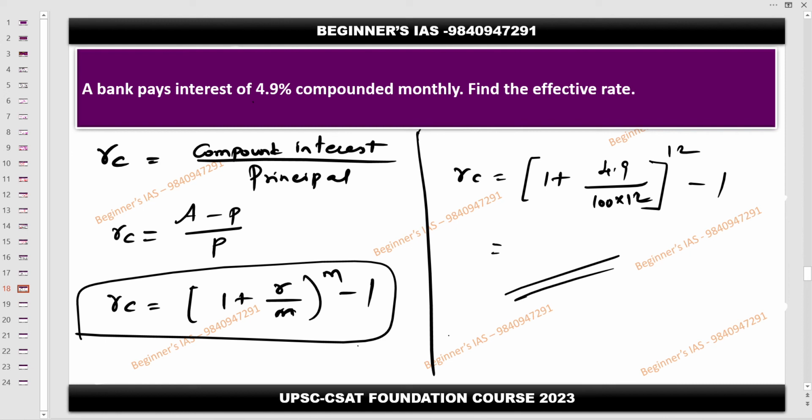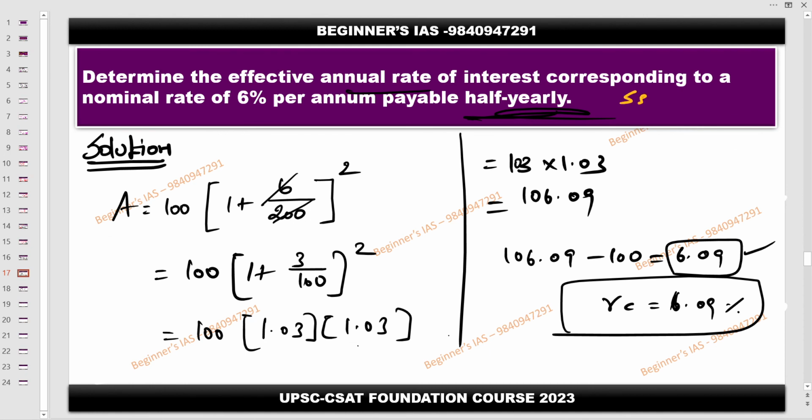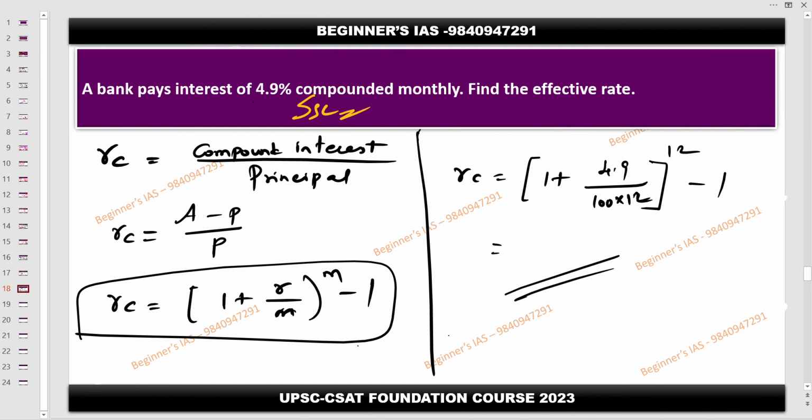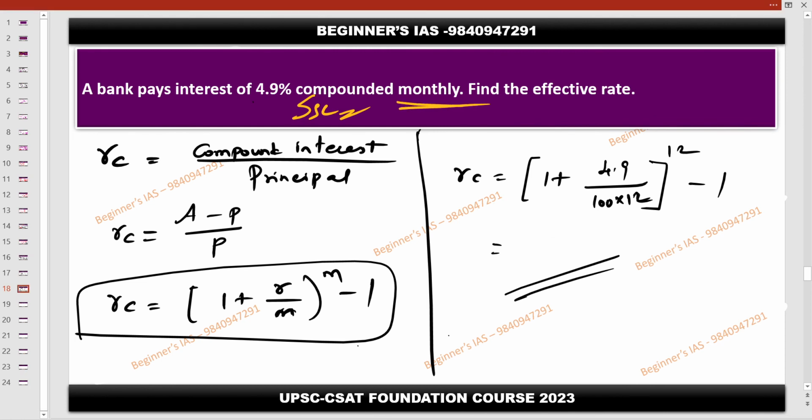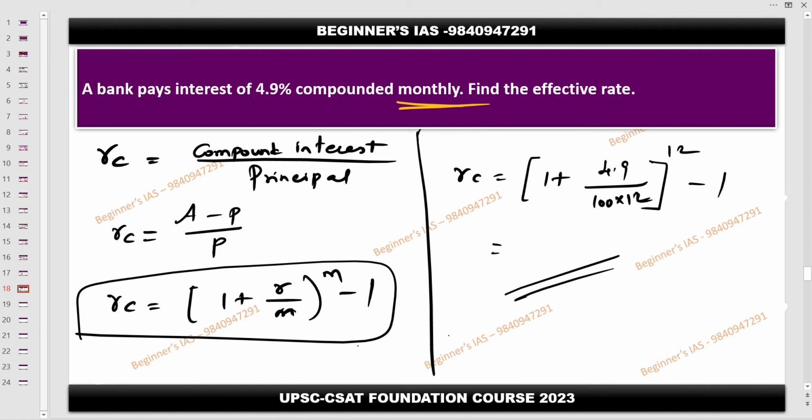Actually, this question was asked in your SSC exam. That's why I provided this question. Not this one, the previous one was asked in the SSC exam. I'm just giving you a reference. Suppose they are asking with respect to monthly, then you have to go with the 12. Clear? The previous question was from the SSC exam.